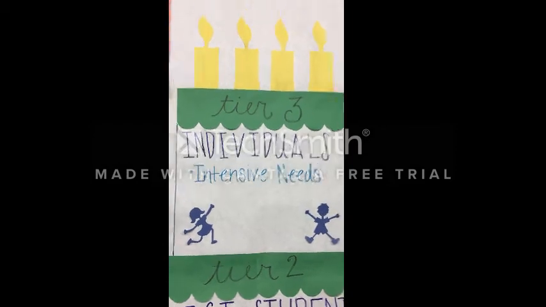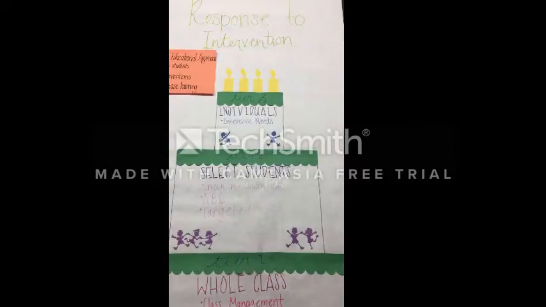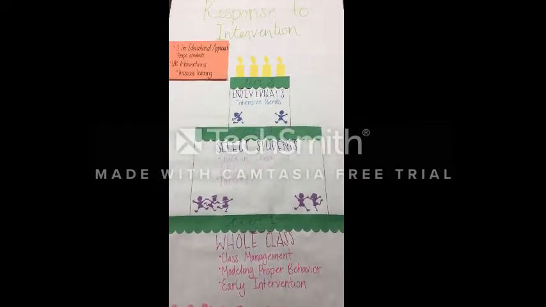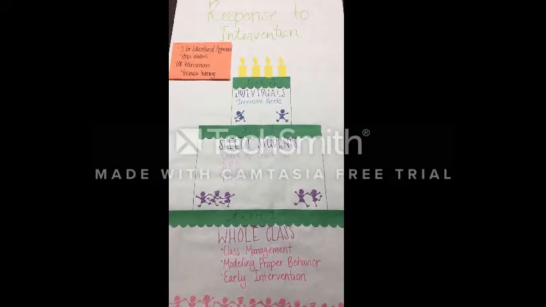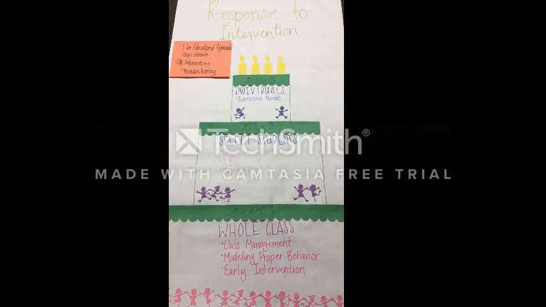To recap our presentation, response to intervention is a three-tier approach to teaching that utilizes intervention. The first tier is intervention for the whole class, the second tier is intervention for select students, and the third tier is intervention for individual students.